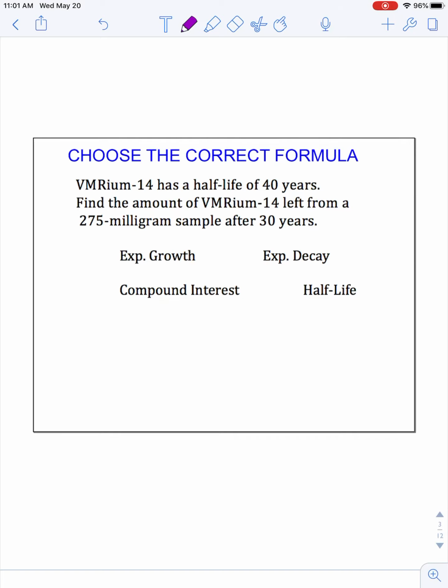Virium-14 has a half-life of 40 years. Find the amount of Virium-14 left from a 275 milligram sample after 30 years. Here's your key word, half-life. So that's going to be the half-life formula.